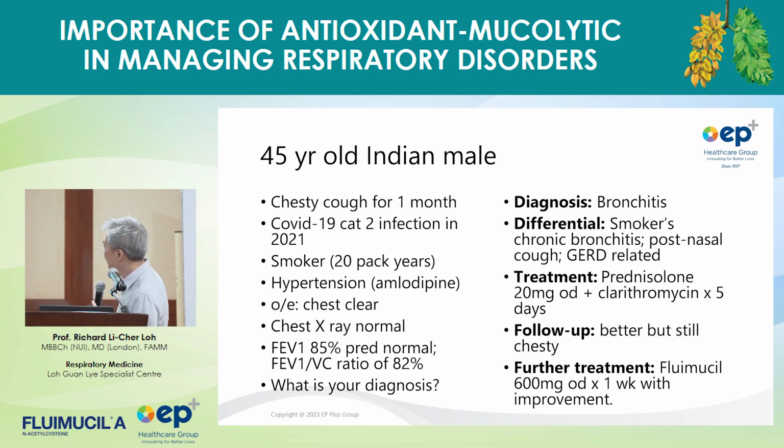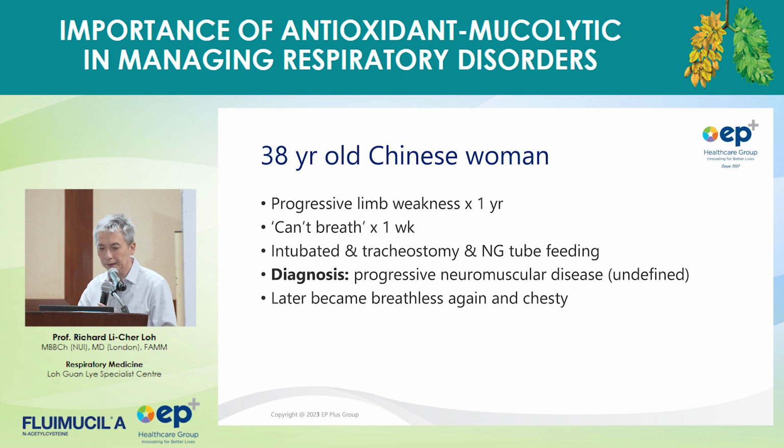Then follow up, she felt better but still chesty. Then I just give another Flumasil once a day only, 1 week with improvement. So it's like a bit of complement to each other. Still some antibiotics. If it's not clearly a big infection, probably just go for Flumasil. If it's a young person, no diabetic, I'll give some oral steroids. It will help.